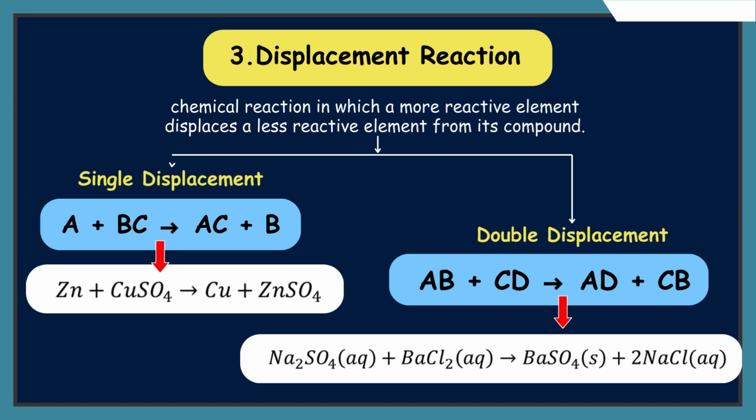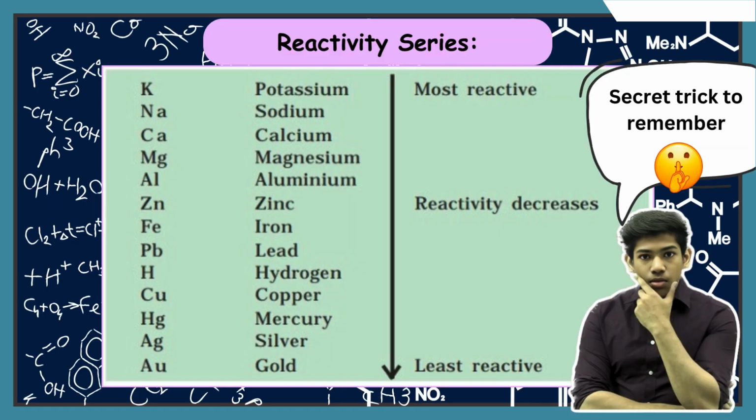Here we have the reactivity series. This is a list of metals from the most reactive to the least reactive. Potassium is at the top and most reactive, and gold is at the bottom and least reactive. It's important to know this list because it helps us understand which metals can push out others in a reaction. There's a secret trick to remember this list here too.